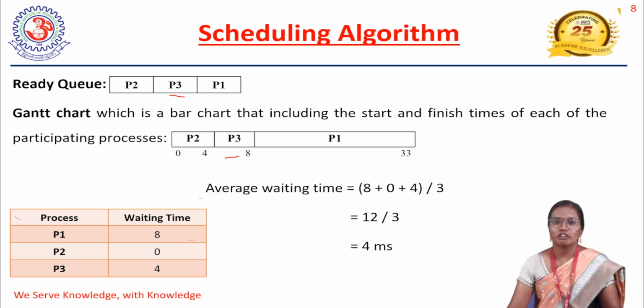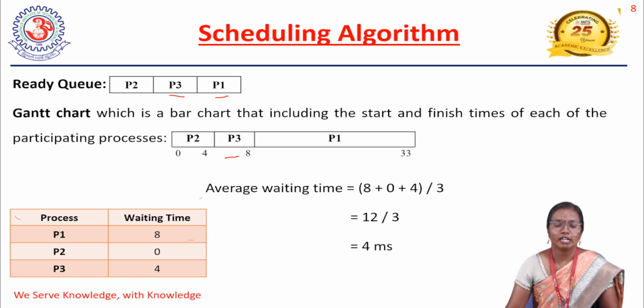After completion of P3, now the process P1 will be admitted into the CPU. When P1 is admitted, the time is 8. The P1 burst time is 25 milliseconds. So for the next 25 milliseconds, P1 will be executed. Later it will leave the CPU.